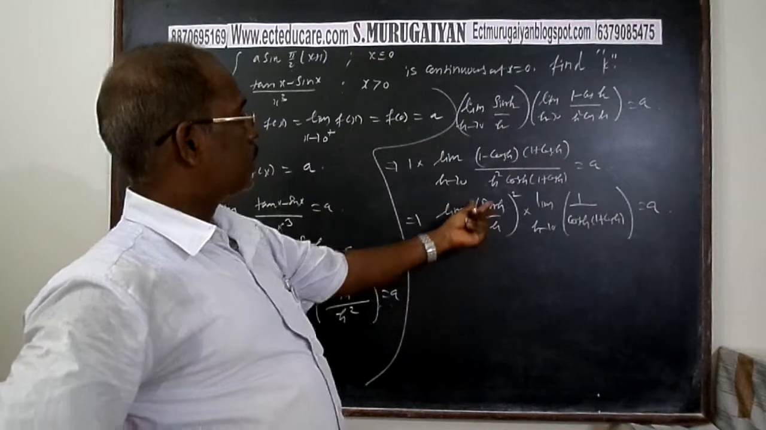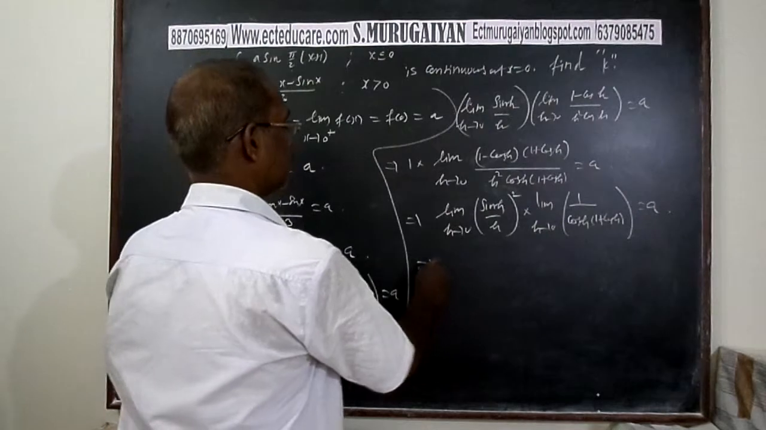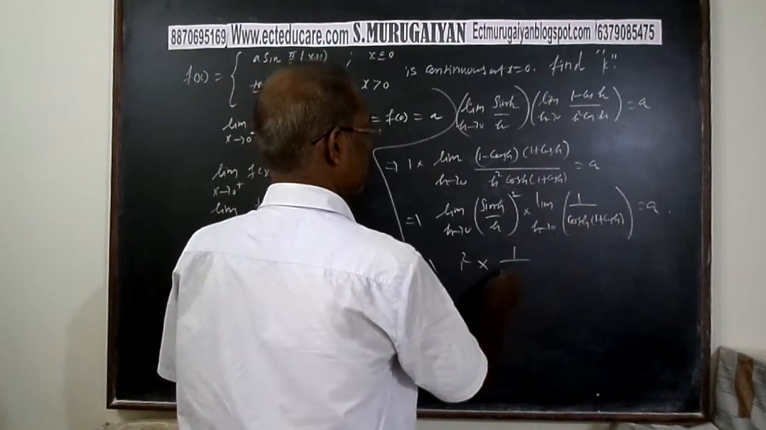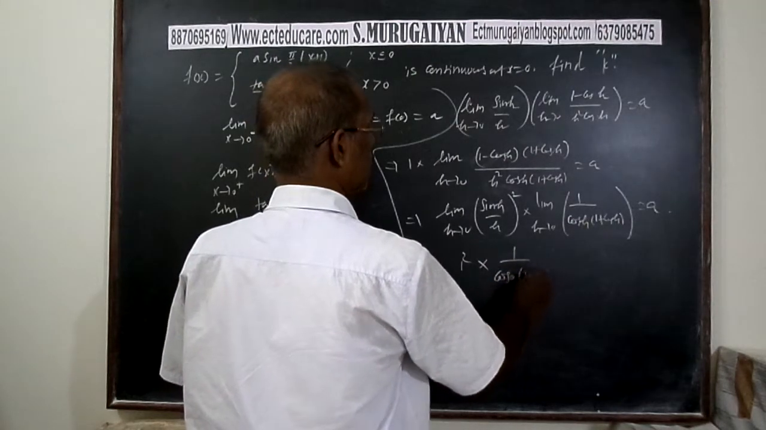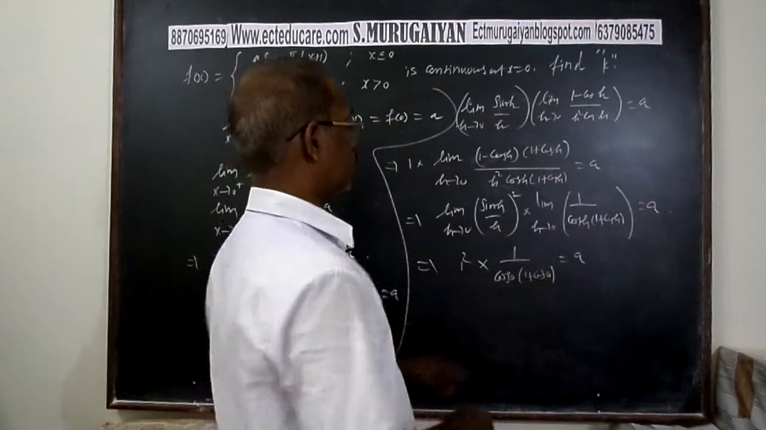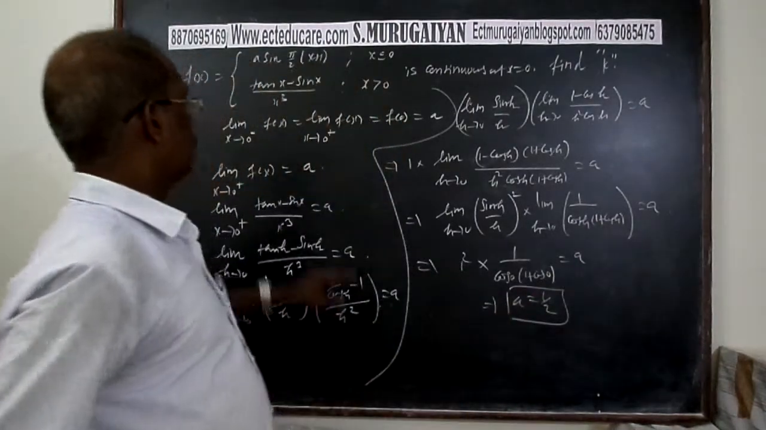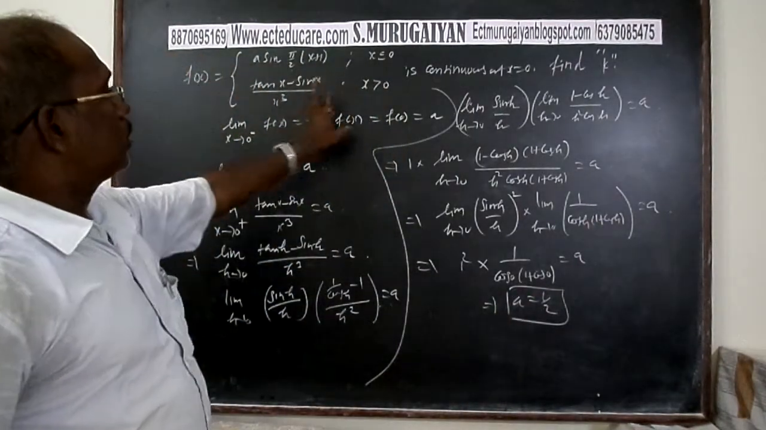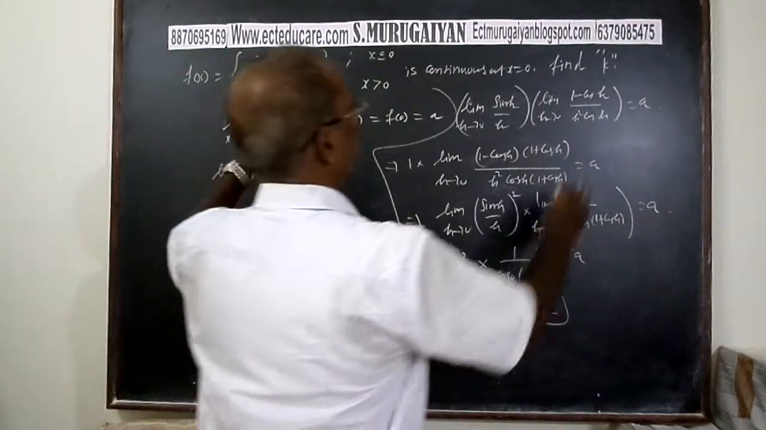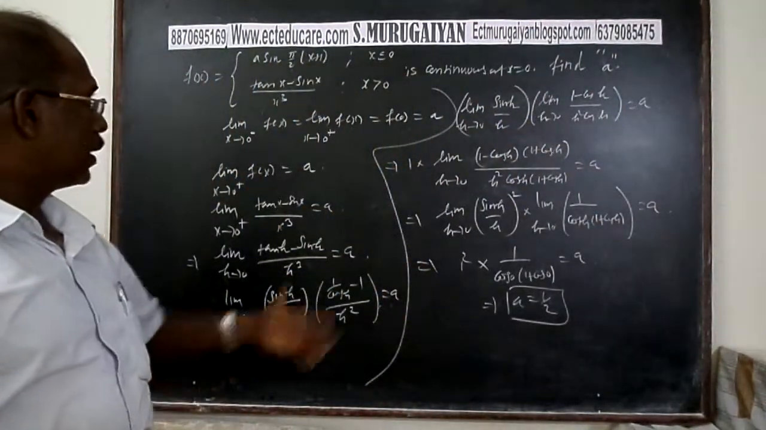Once again applying Samuel's theorem, sin h by h as h approaches 0 is 1, and 1 square is 1. This implies 1 square into 1 by cos 0 into (1 plus cos 0) is A. Cos 0 is 1, 1 plus 1 is 2, so this implies A equal to 1 by 2. So if the function f of x is continuous at x equal to 0, then A is equal to 1 by 2. So we got the result.